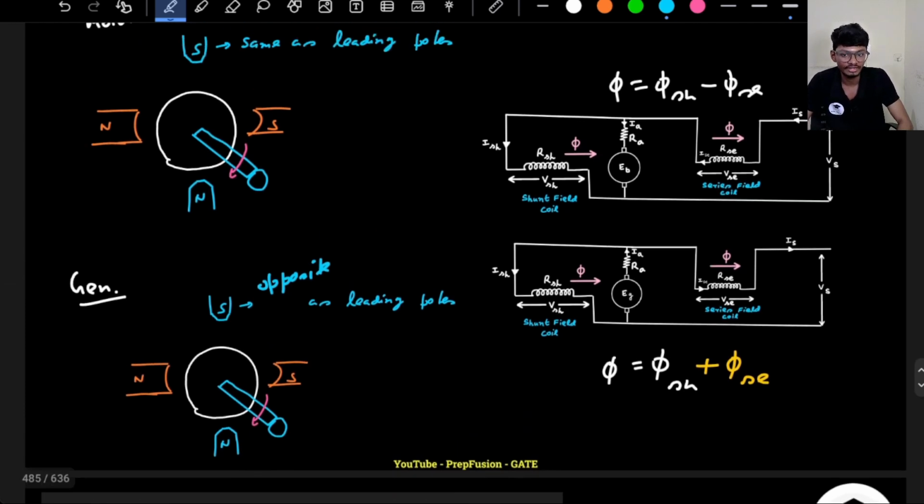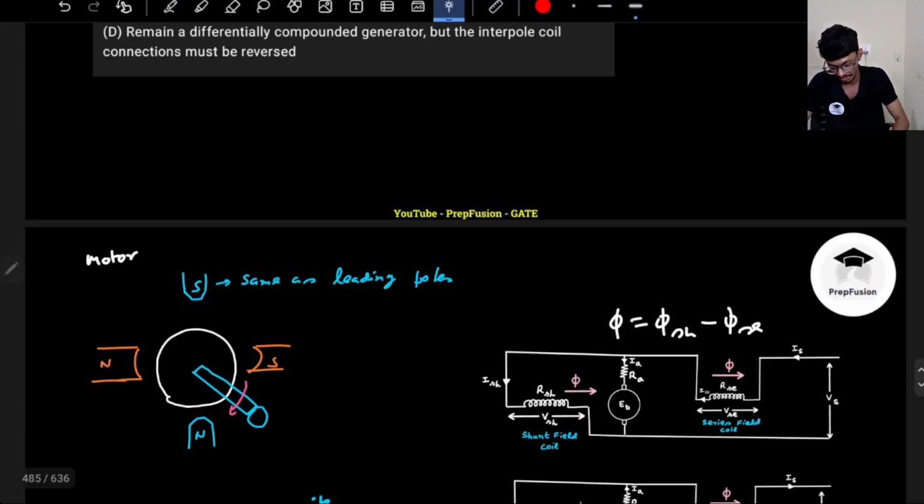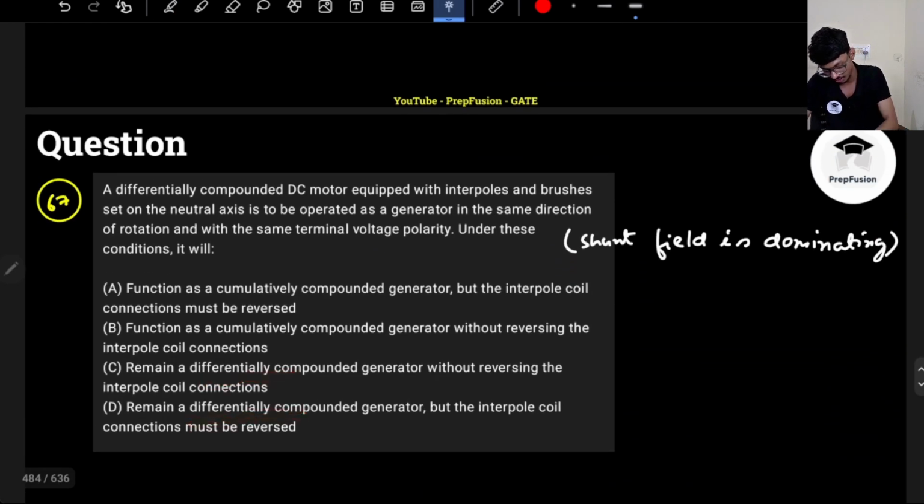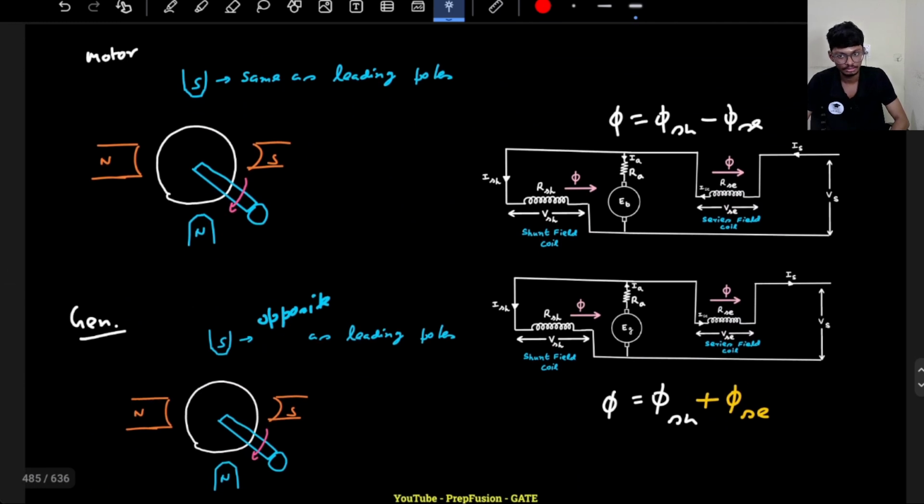So in case of interpoles, interpoles have to be changed, but flux automatically is working, so it will not remain as differentially compounded, it will become cumulatively compounded, but the interpole coil must be reversed, right? Interpole coils must be reversed. Option B will not be correct, that it will work as a differentially compound cumulatively compound DC motor without reversing the interpoles. That is incorrect. We have to actually reverse the interpoles coils. So option A will be the correct one here. Okay. So I hope you have understood these basic points.